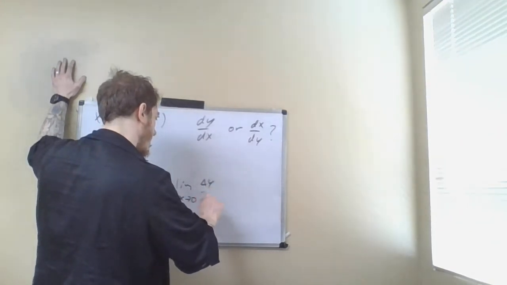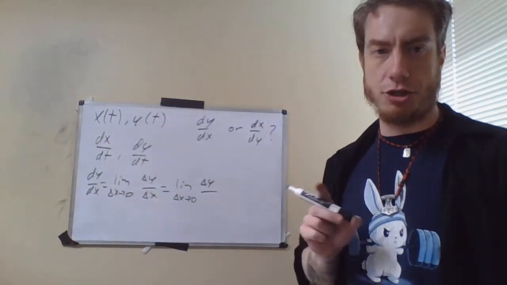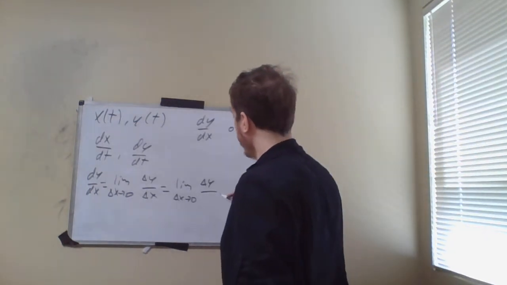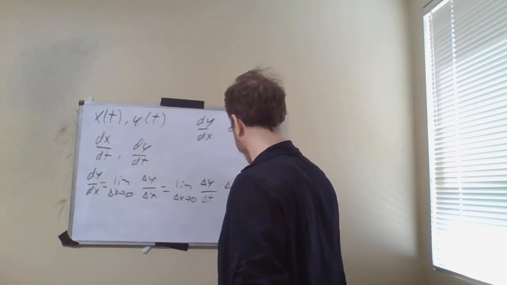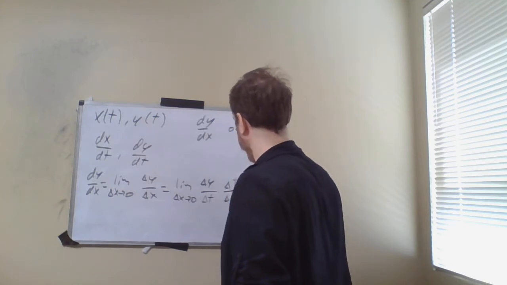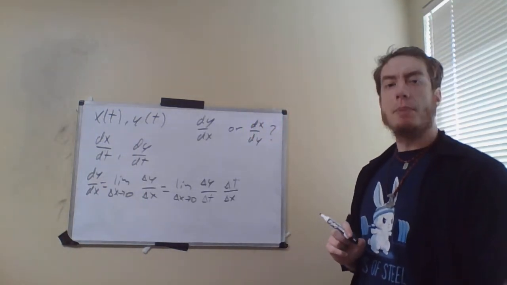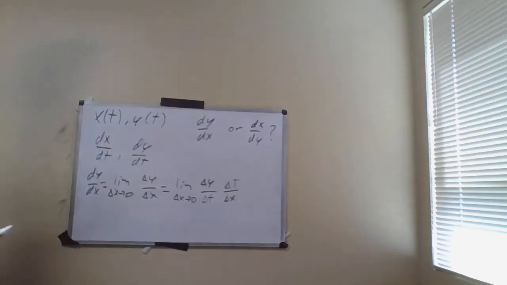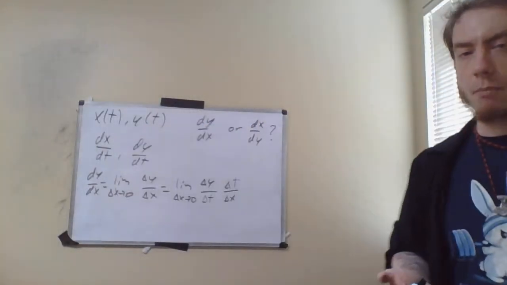I'm going to leave aside a minor technical issue here, okay? The minor technical issue is I would like to multiply on the top and the bottom by delta t. Now, you can't do that if delta t is equal to 0. But delta t is just a parameter, so I'm going to assume that the change in t here is never 0. And that's kind of a reasonable assumption to make about our parameter.